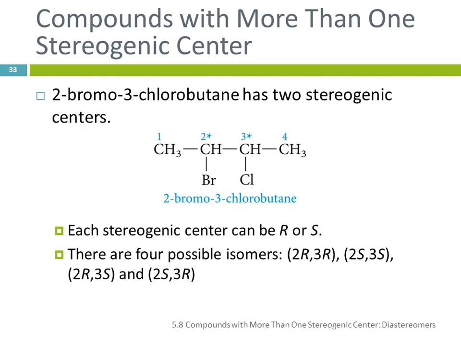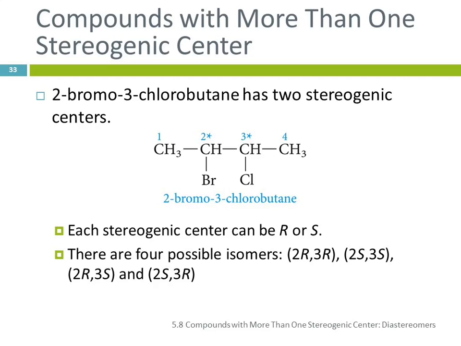Some compounds have more than one stereogenic center, or chiral carbon. Here, this example, 2-bromo-3-chlorobutane, has 2 stereogenic centers. This one right here has a hydrogen, a bromine group, a methyl group, and the rest of the molecule. And this carbon has a hydrogen, a chlorine, a methyl, and the rest of the molecule. And so both of those are stereogenic centers.